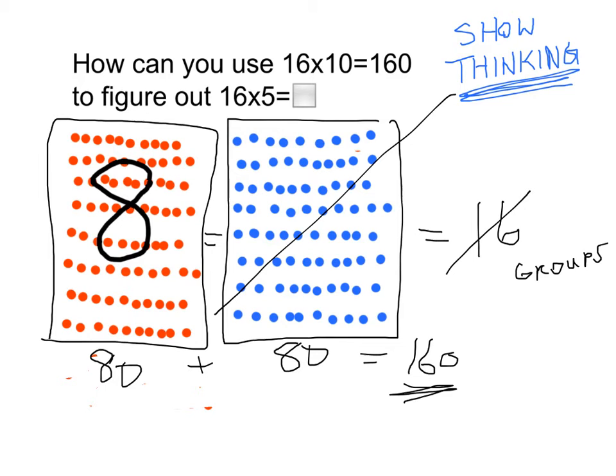So I can sort of figure out then that, you know what, this is pretty easy. I just have to figure out if 16 times 10 is 160, what's half of 160? 80. What's half of 16? 8. 160 is just 10 groups. It's just a 0 at the end. So it's pretty straightforward. 16 times 5 clearly is 80.